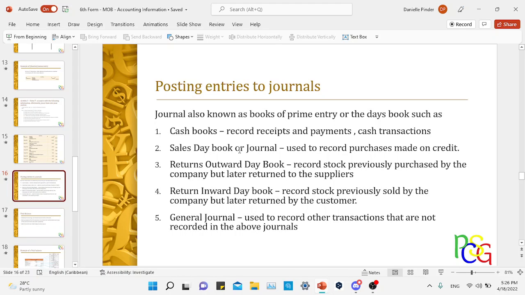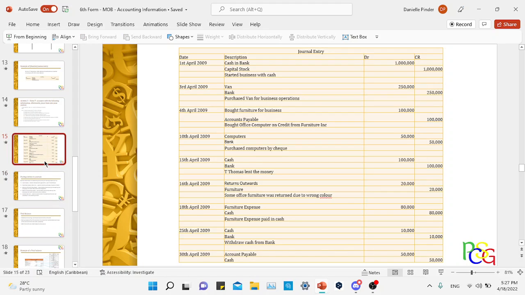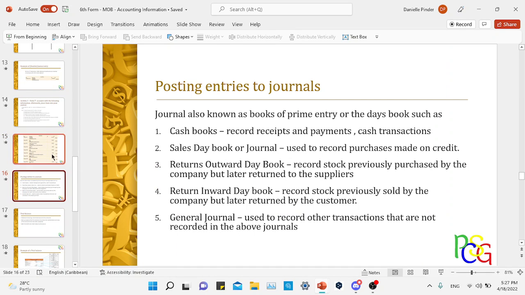So now we can actually look at the sales day book or the journal. I use the sales day book instead of the journal because the journal and the sales day book can confuse me a bit, so personally I use the sales day just to distinguish the two. But anyway, that book is used to record the purchases on credit, right?